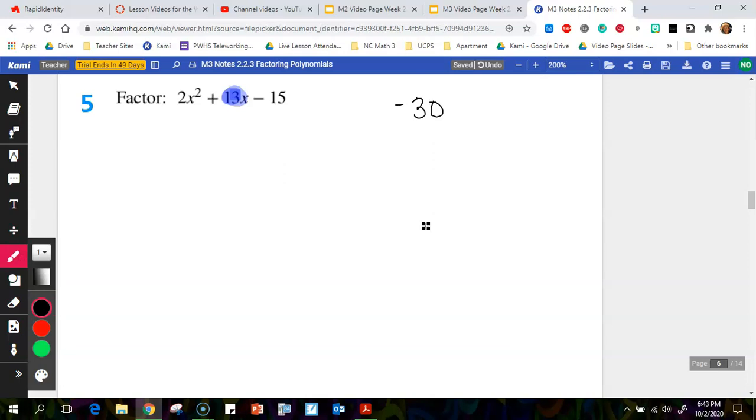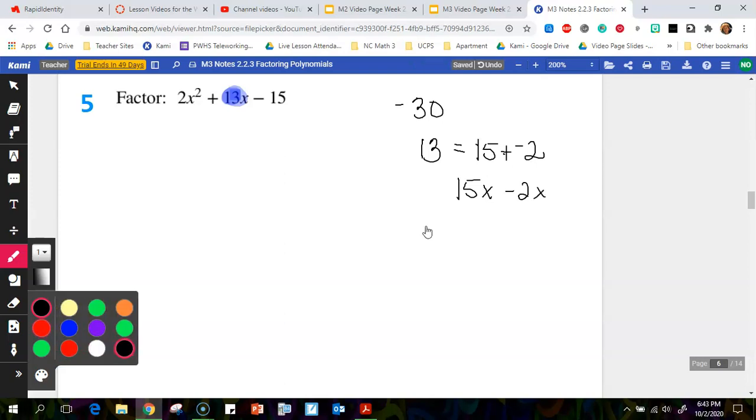I need a factor pair for negative 30 that will give me positive 13. What times what equals negative 30 and also adds up to positive 13? Well, that would be a 15 times a negative 2, or plus a negative 2. So this is what I'm going to split it into, 15x minus 2x.